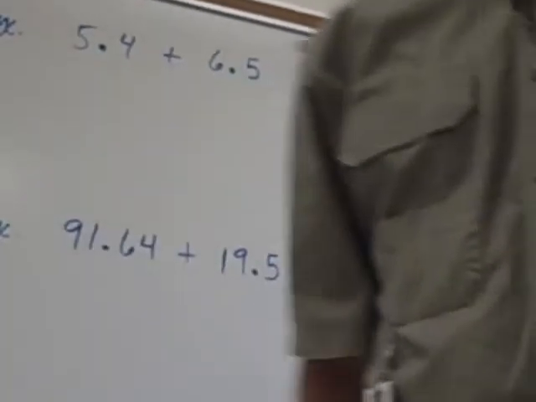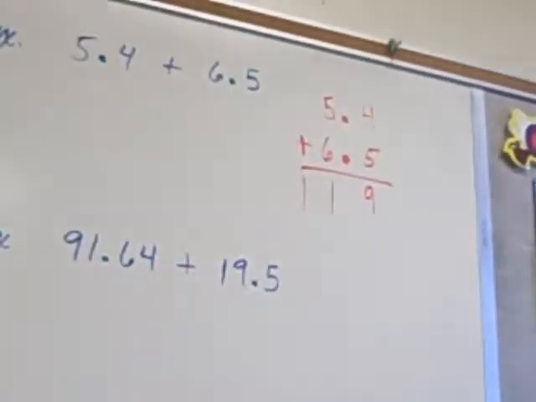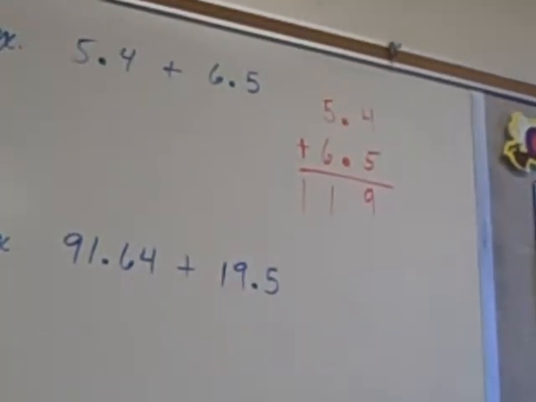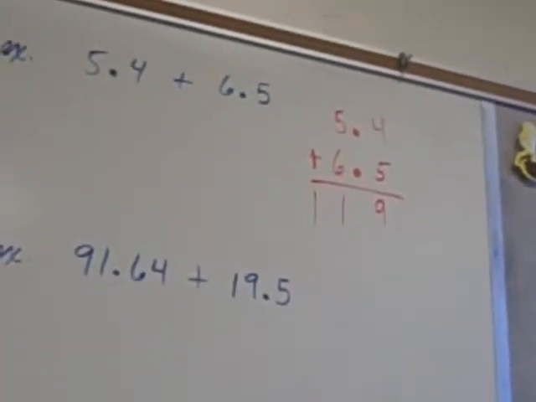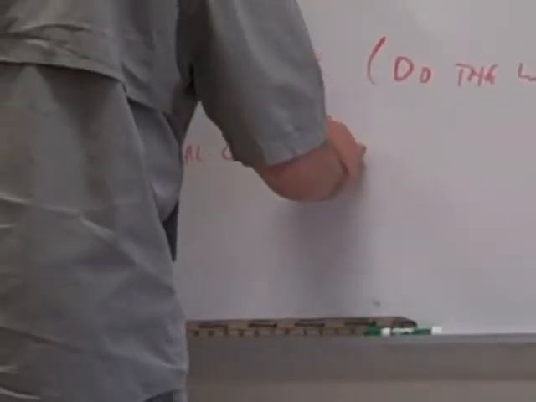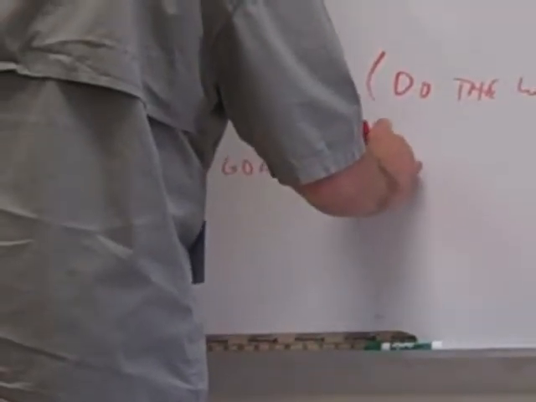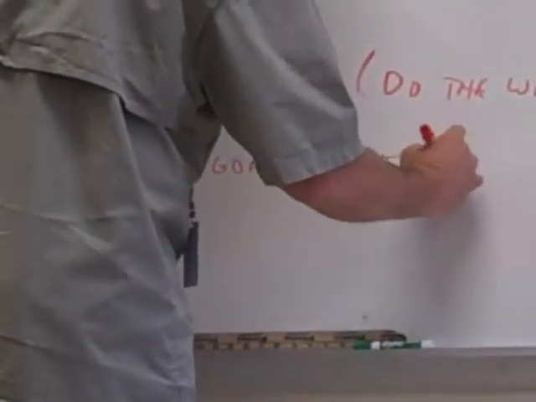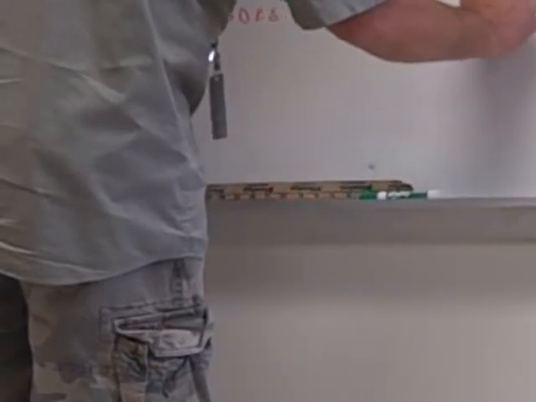Still got one step. I bet it had something to do with the decimal. Decimal goes straight down.